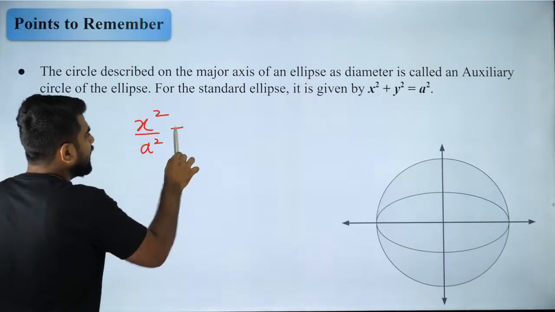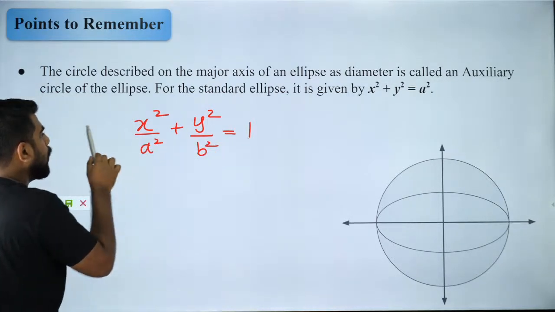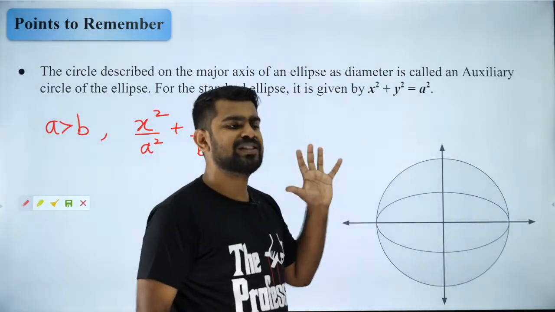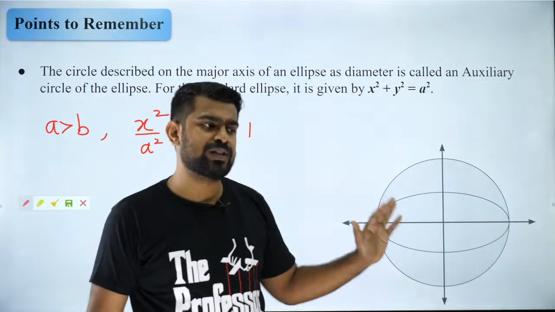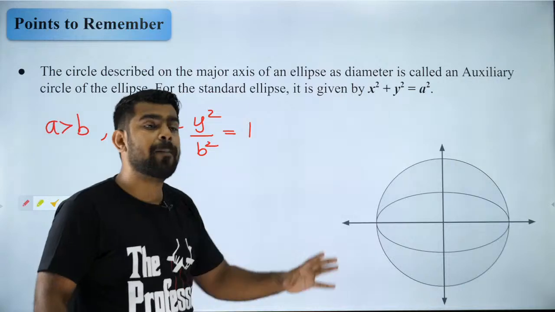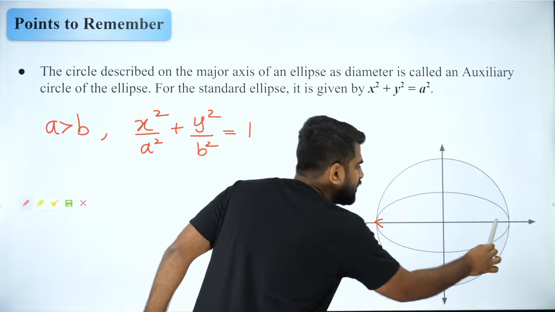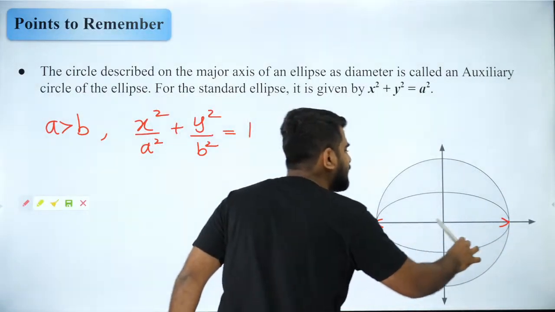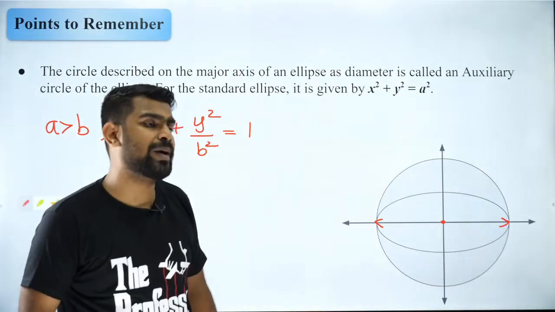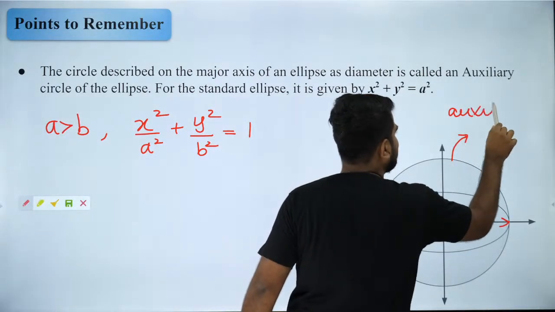Let me explain. Let us say you have an ellipse x square by a square plus y square by b square equal to 1, where a is greater than b. Are you all clear with that? This is the ellipse which I have. Now, the auxiliary circle is the circle which is drawn with the major axis as diameter. So what is the major axis? Don't you all agree? This is your major axis. With that major axis as my diameter, if I draw a circle, that circle is called my auxiliary circle. So in this diagram, this is my auxiliary circle.